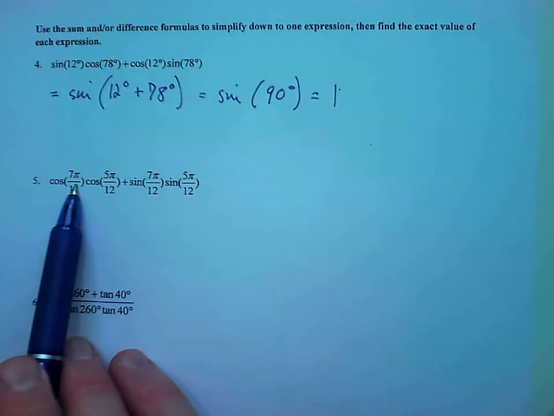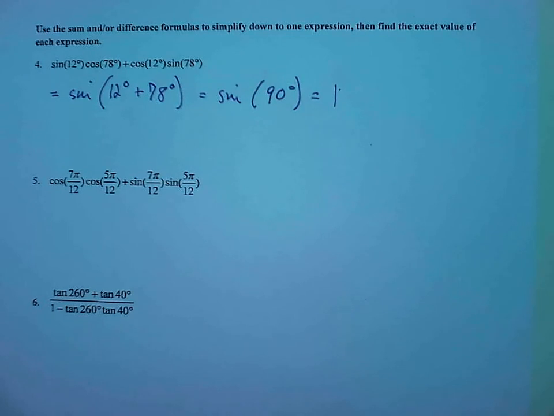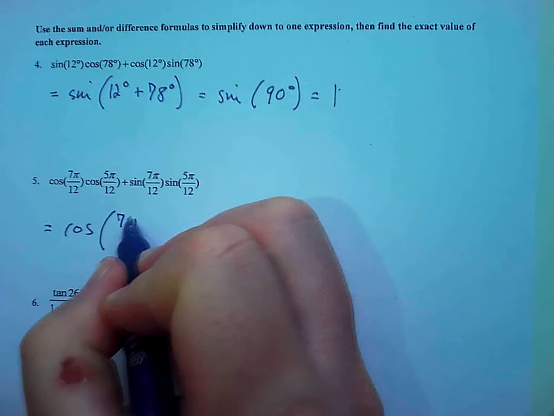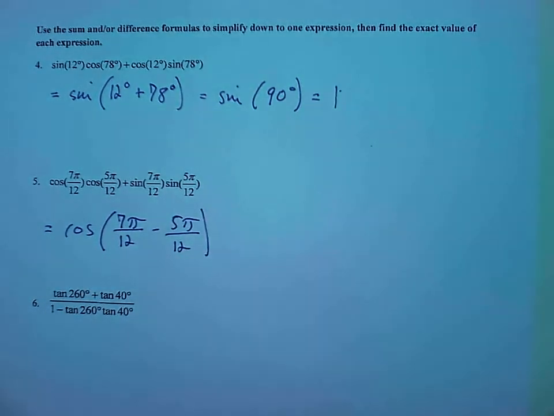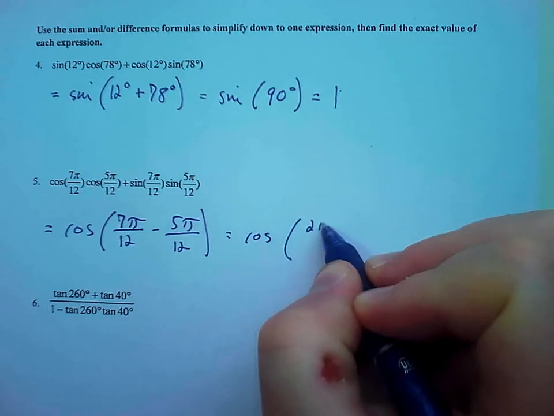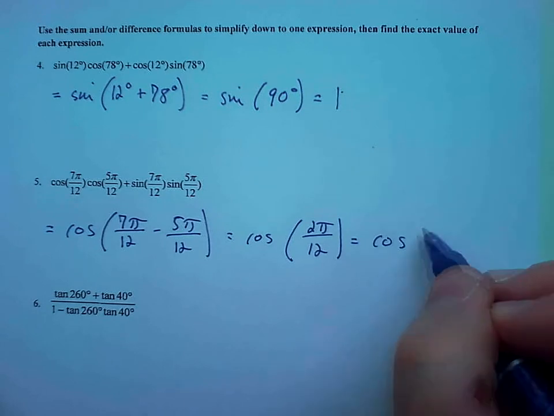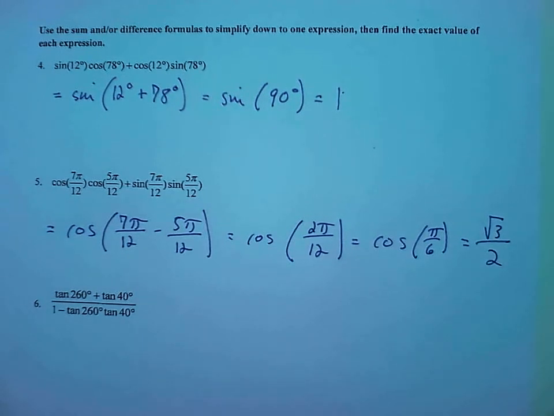We have cosine of this times the cosine of that plus the sine of this times the sine of that. So therefore, we know that this is the same thing as saying the cosine of the difference of these two angles. And if you take 7 pi over 12 and subtract 5 pi over 12, we're going to get 2 pi over 12, which is just the same thing as saying the cosine of pi over 6. And the cosine of pi over 6, using the unit circle, we know is square root of 3 over 2.